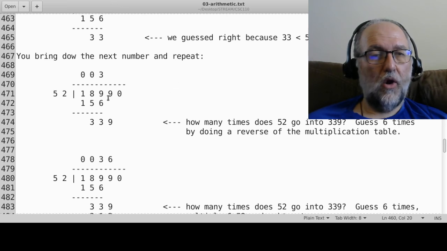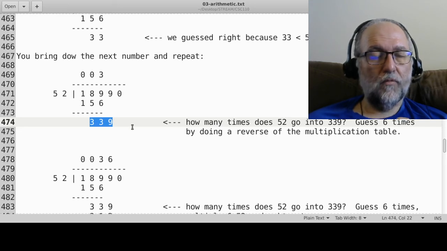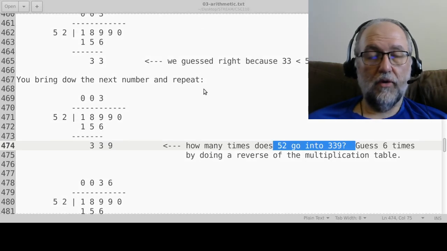All right. Now, the next thing you do is you say, okay, I'm going to get rid of my little mental marker, but basically my mental marker would move to here. Okay. And I would bring down the 9. And now I have, instead of 33, I'm looking at 339. And now I ask the question, how many times does 52 go into 339?